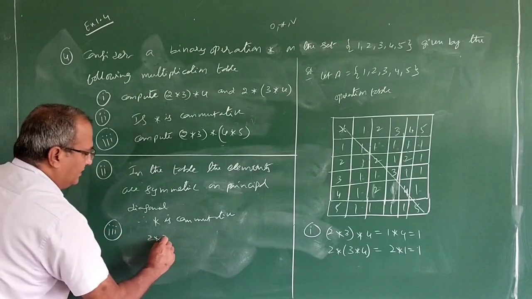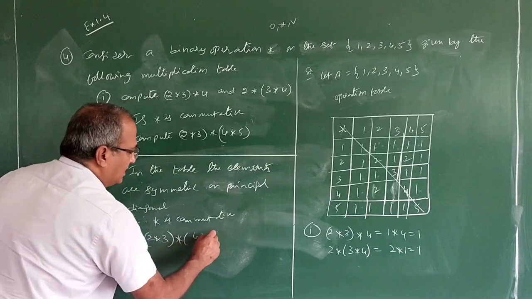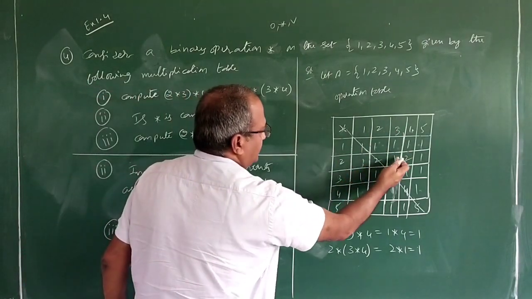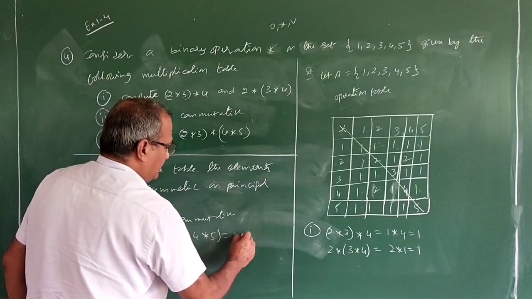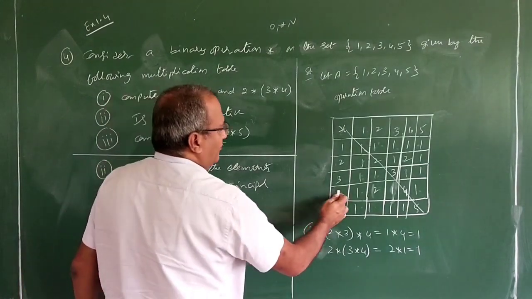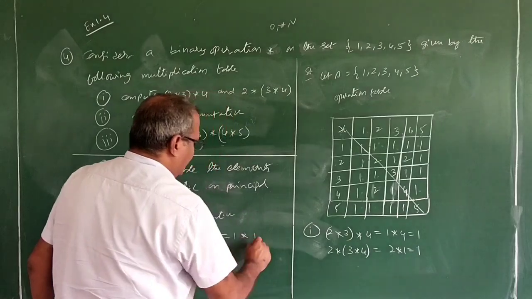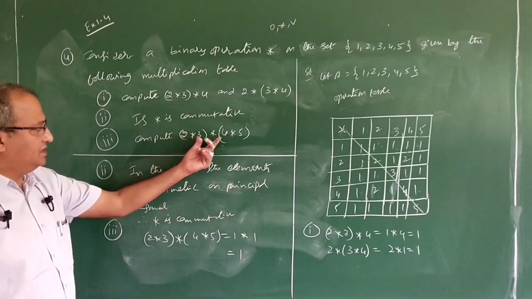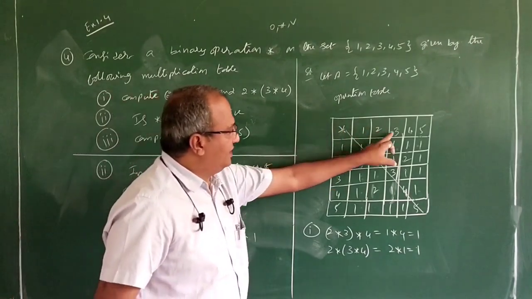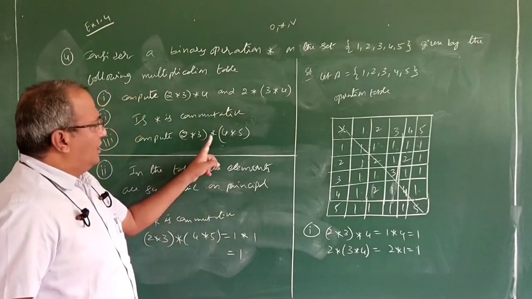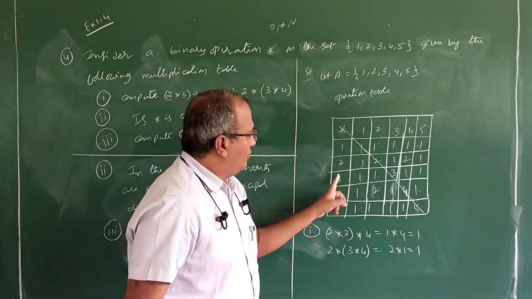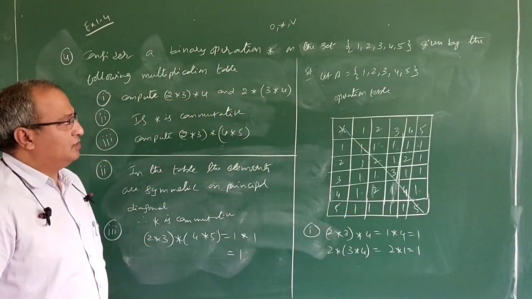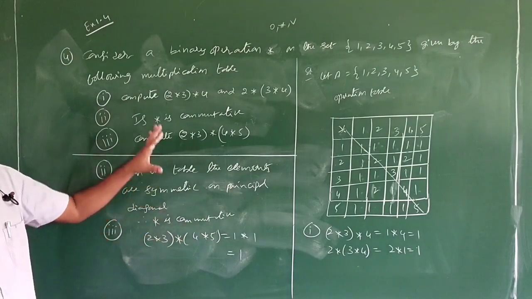2 star 3. 4 star 5 is equal to 2 star 3. 2 star 3 means what? 1. Star of 4 star 5. 4 star 5 is also 1. What is 1 star 1? 1. So the value of this one is 2 star 3, which is 1, and 4 star 5 is 1. Now 1 star 1 is what? 1. So like that we can compute the values from the table.